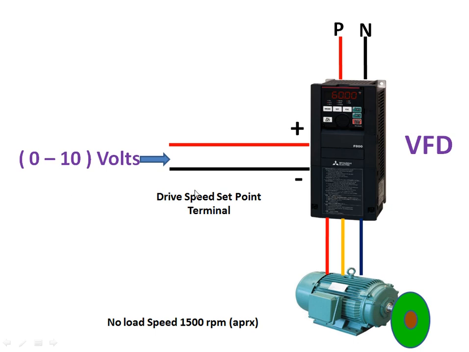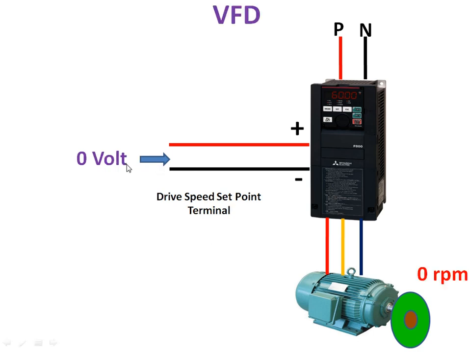Here this point is known as the drive speed set point terminal. This terminal, plus and minus, is the control terminal or drive speed set point terminal. Assume the no load speed is approximately 1500 rpm. It is approximate, but the actual speed of an induction motor is less than 1500 rpm if it is a 4-pole 50 Hz machine. Across this terminal plus and minus, you have to apply a variable DC voltage, not AC. You have to apply a variable DC voltage of 0 to 10 volts.